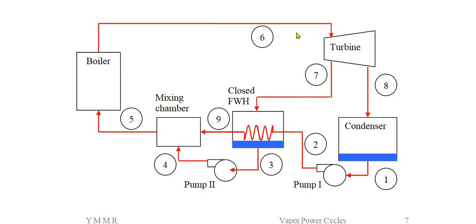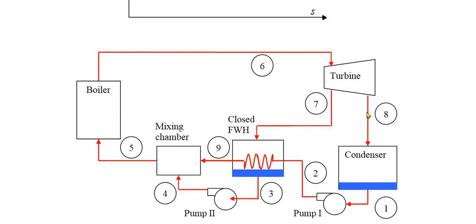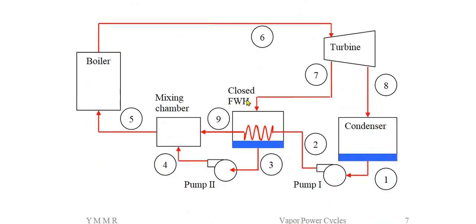So 1 kg is expanded from 6 to 7, and if you trap y kg, 1 minus y kg is expanded. Now 1 minus y kg is expanded from 7 to 8. Now you can see we are trapping the steam from the turbine and we are not mixing directly. You can see 1 minus y kg is condensed here. That one we are pumping through the closed feed water heater, through the pipes.